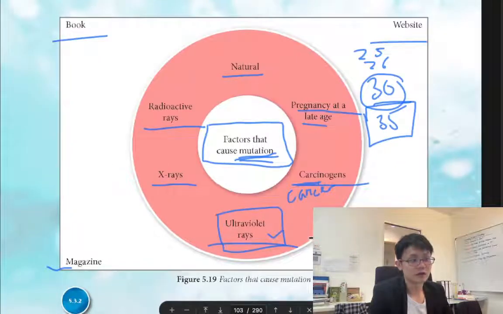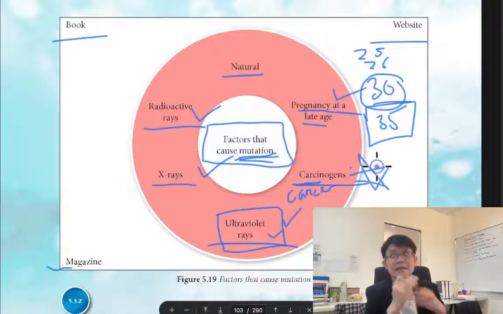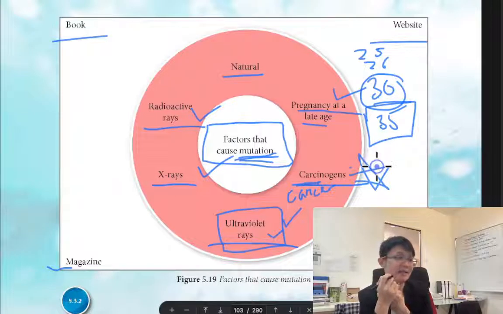Okay, so today we learned about the things that cause mutation, whether it is natural, radioactive, X-ray, or ultraviolet. Usually I think it will be carcinogens, and pregnancy at a late age is also very dangerous. So the exam can ask you to write an essay about the factors that cause mutation.